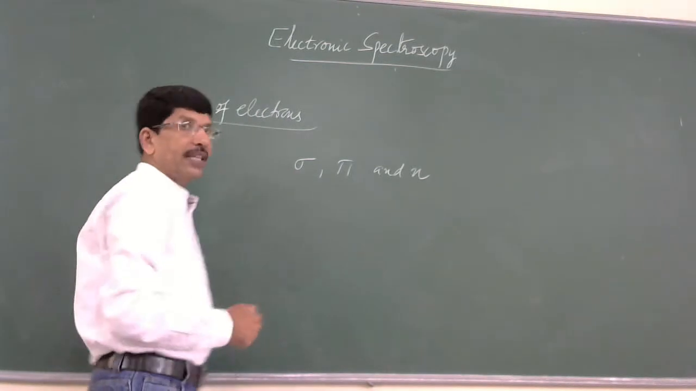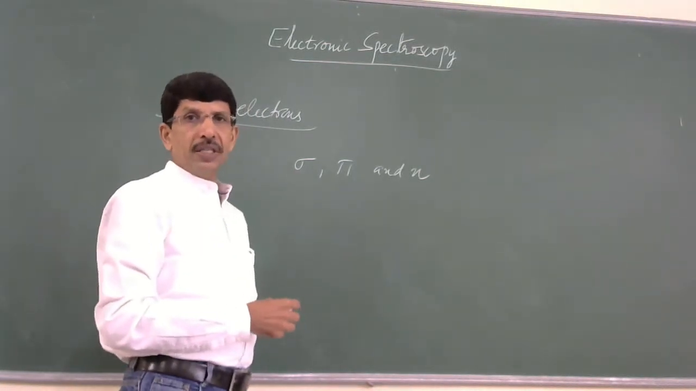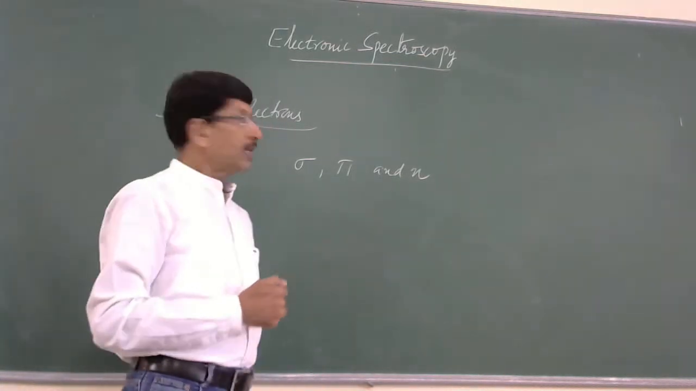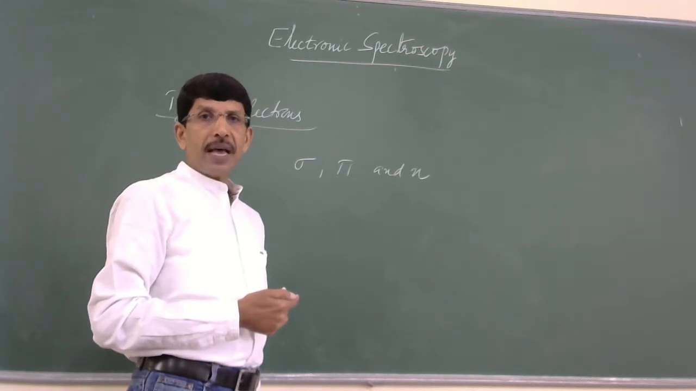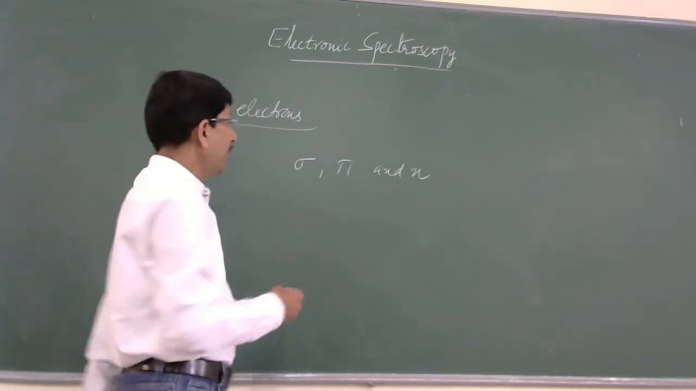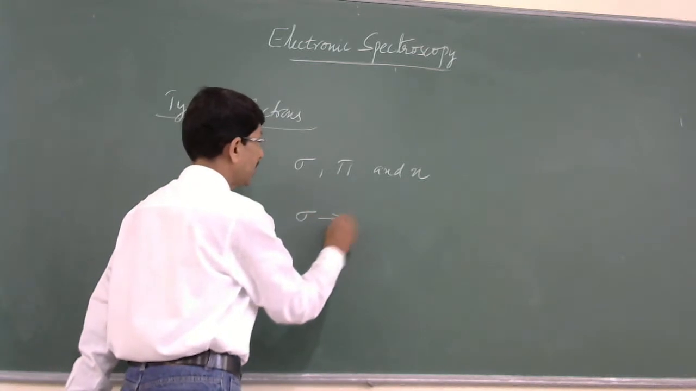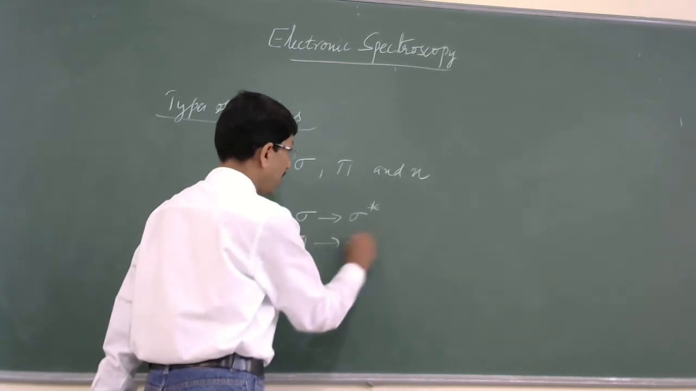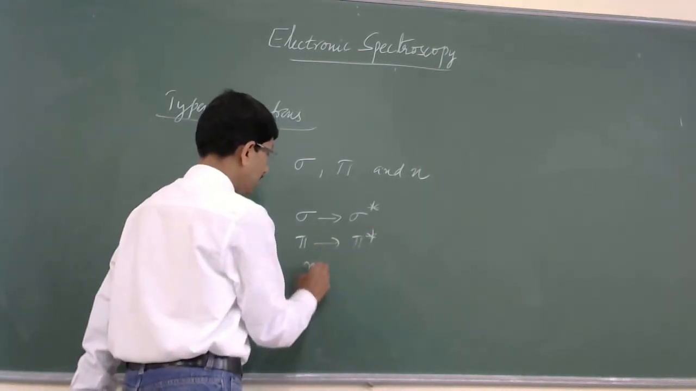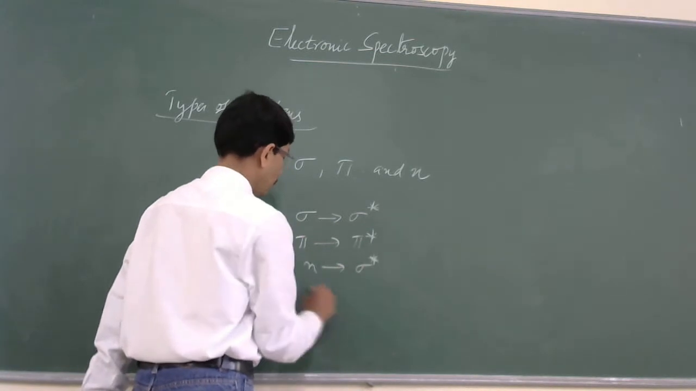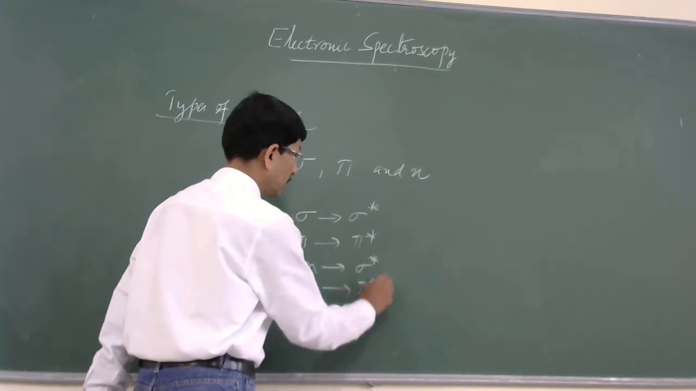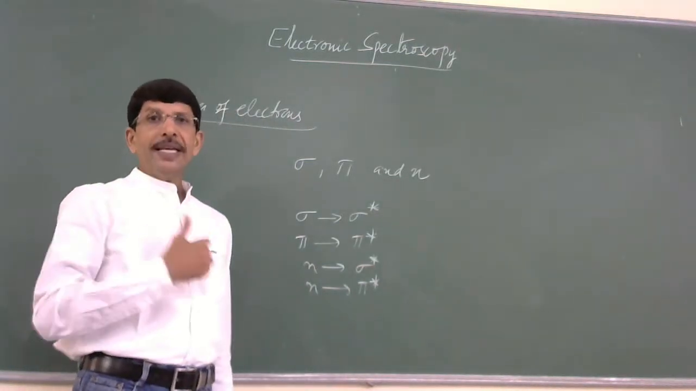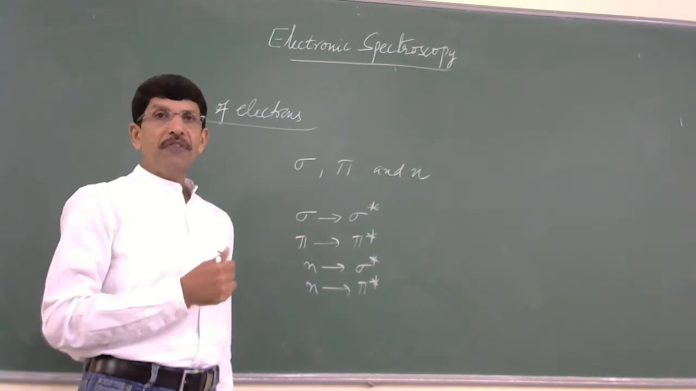Now, after knowing the types of electrons, let us see what are the types of electronic transitions that take place during the exposure of the sample to ultraviolet and visible radiation. So the types of transitions are sigma to sigma star, pi to pi star, n to sigma star, and n to pi star. These are the four types of transitions that we observe in the UV visible spectrum of a compound.